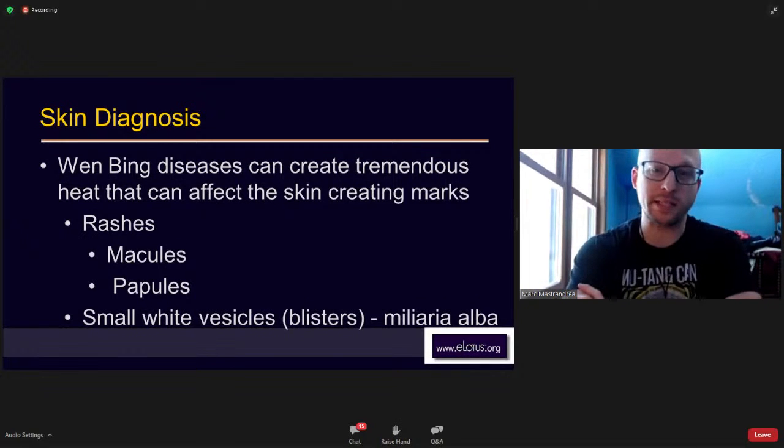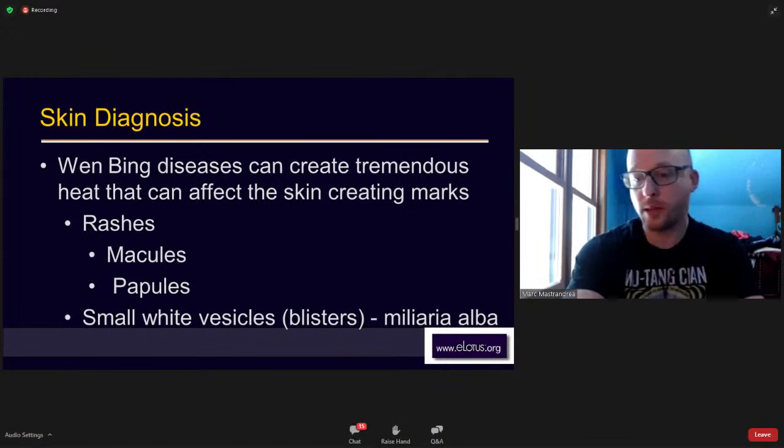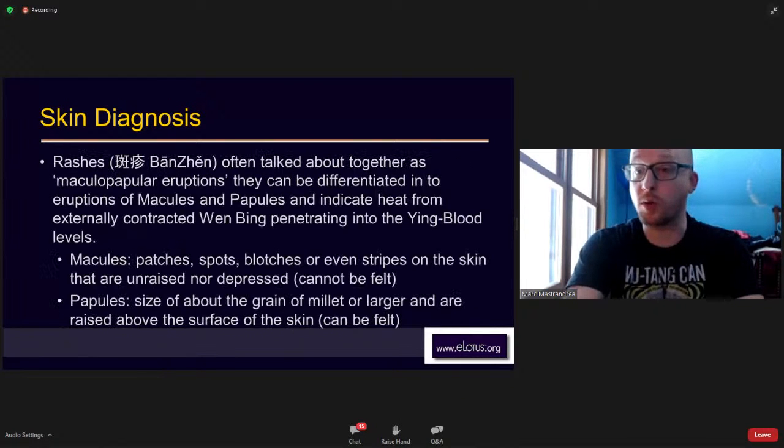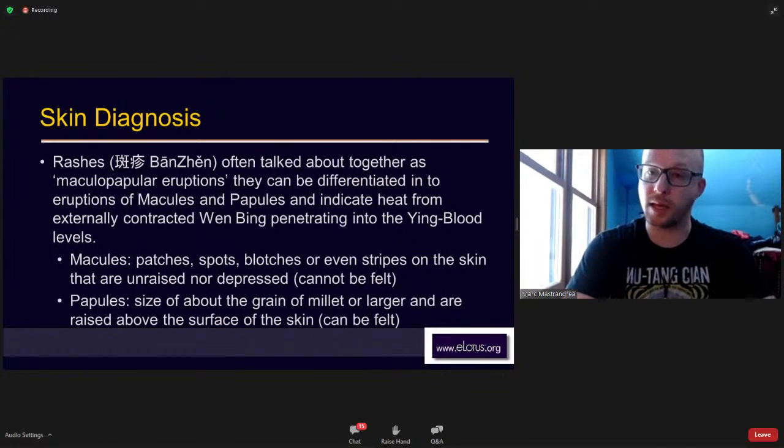So, Wen Bing diseases can create a tremendous amount of heat and affect the skin. So you can have these rashes or macules or papules pop up, sometimes called maculopapular eruptions. We talked about this. We could also have blisters, miliaria alba. So that's the idea of miliaria alba. In Chinese, you call these rashes of macules and papules banjian. So you have this idea of these eruptions that come up due to different things.